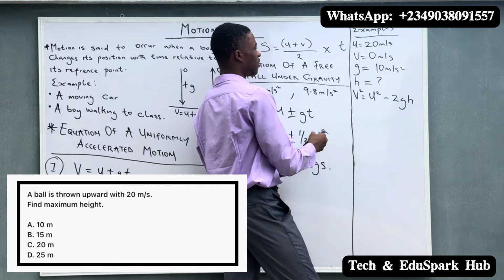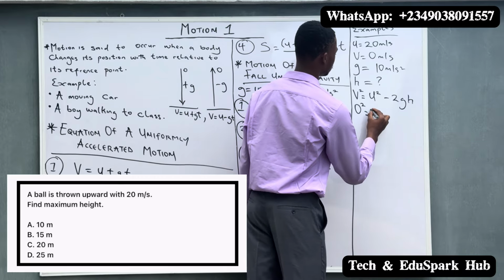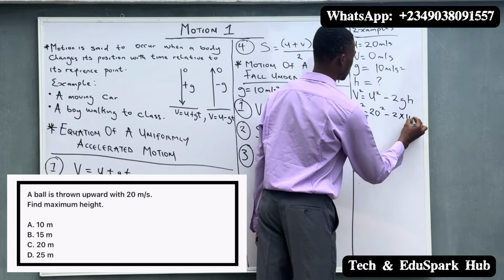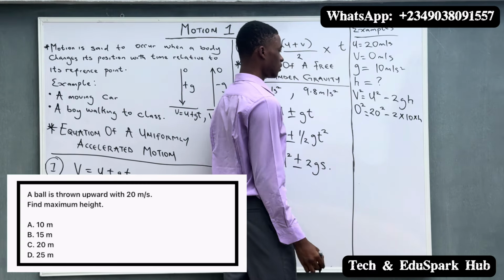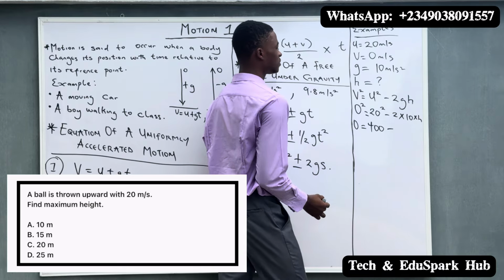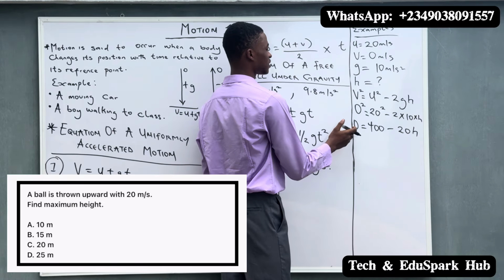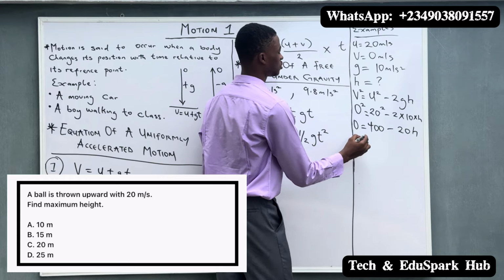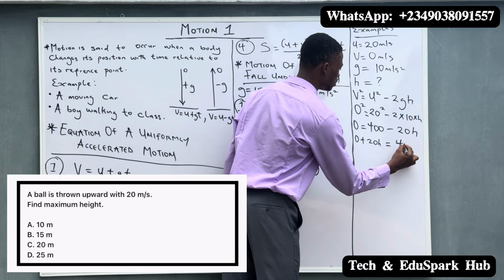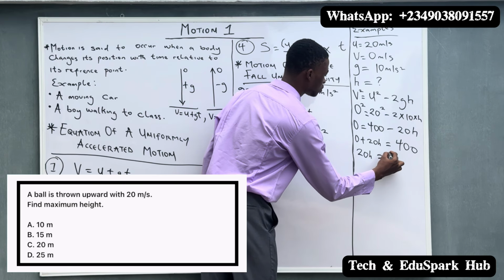So in this case, we are having our v square. So v square is equal to 0 square equals to, what is our u square? Our u square is 20 square minus, what is our 2? 2 multiplied by 10 multiplied by h. So we have 0 equal to 20 square will give us 400 minus 2 multiplied by 10 will give us 20h. So you can bring 20h to the other side. When you bring it, this minus will turn to plus. So we have 0 plus 20h to be given as 400. So 0 plus 20h will give us 20h, which equals 400.